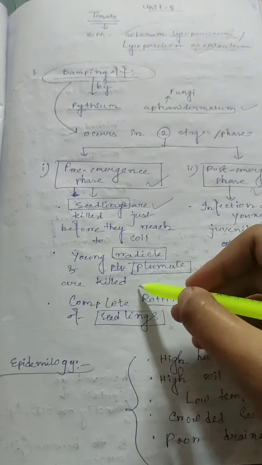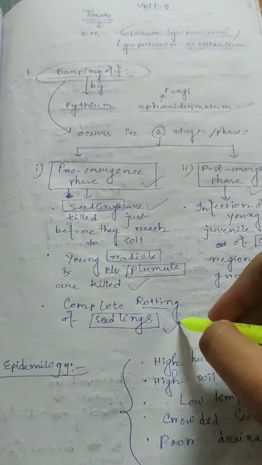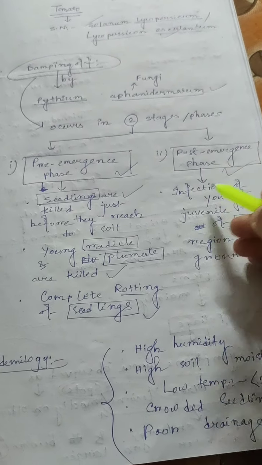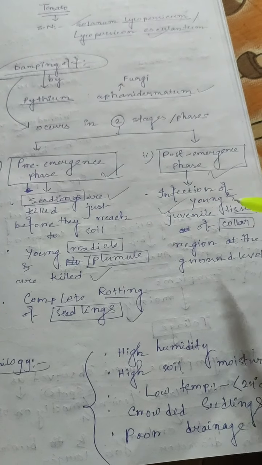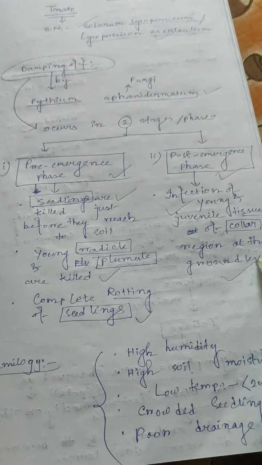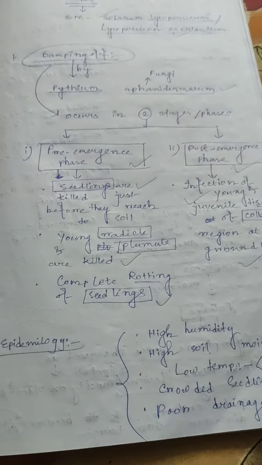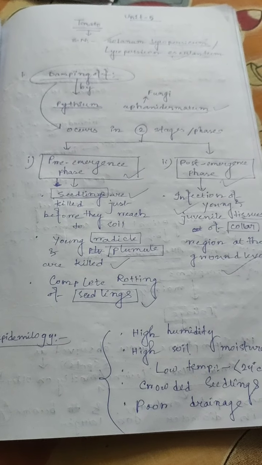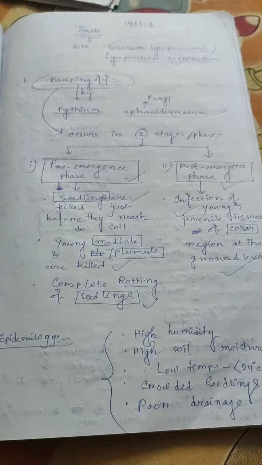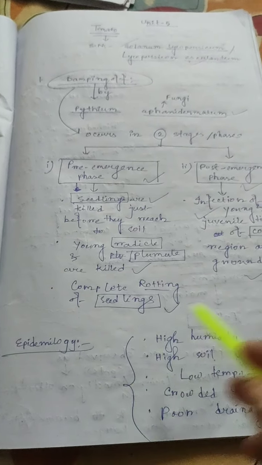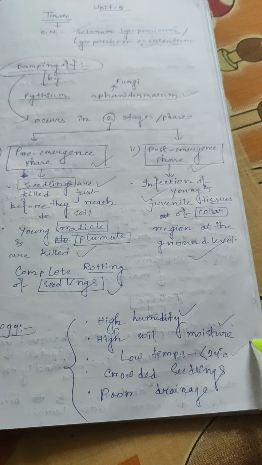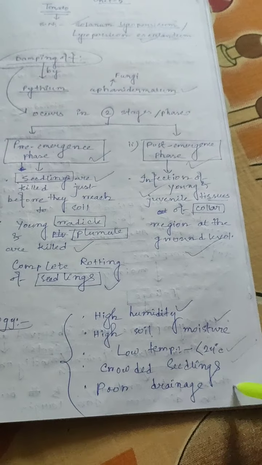Young radicle and plumule are killed. Complete rotting of seedlings. Post-emergence phase: infection of young and juvenile tissues of the collar region at the ground level. So two types of phases are found in damping off of tomato: pre-emergence phase and post-emergence phase. Epidemiology: high humidity, high soil moisture, low temperature less than 24 degrees Celsius, crowded seedlings, poor drainage.